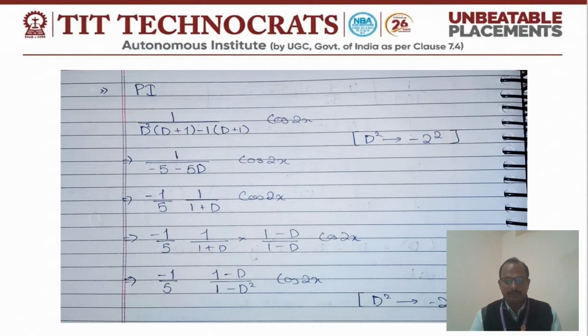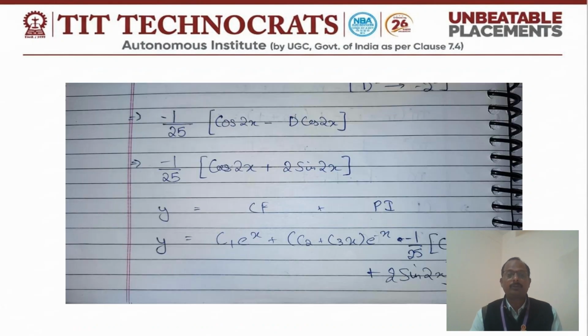Means you can put the value of a in case of sine and cos when the power of D is even, at least 2 and then higher than 2, 2, 4, 6, 8 and so on. You cannot put directly in the odd number 1, 3, 5, 7. You have to first segregate the even power separately and odd power separately. So by doing this process, we get this solution minus 1 by 25 cos 2x minus D cos 2x. So D means differentiation. You have to differentiate in numerator part. So finally you will get y equal to CF plus PI.